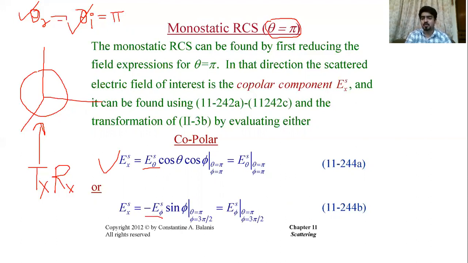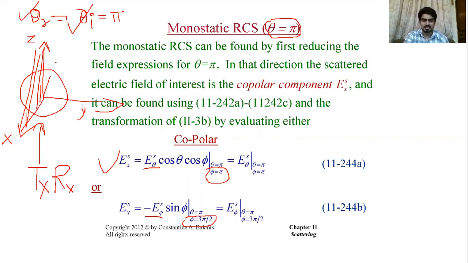But how will you find that? You have to look at the phi equals pi plane or the phi equals 3 pi by 2 plane, based on which plane you are looking in. When phi equals pi, that is this plane. That is nothing but your xz plane.